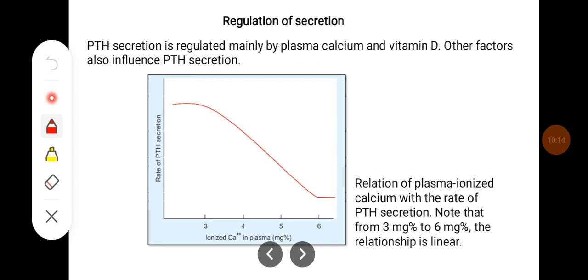So this is how parathyroid hormone secretion is regulated. As the plasma ionic calcium level increases, the rate of PTH secretion is going to reduce. Note that from 3 milligrams to 6 milligram percent, the relationship is linear.